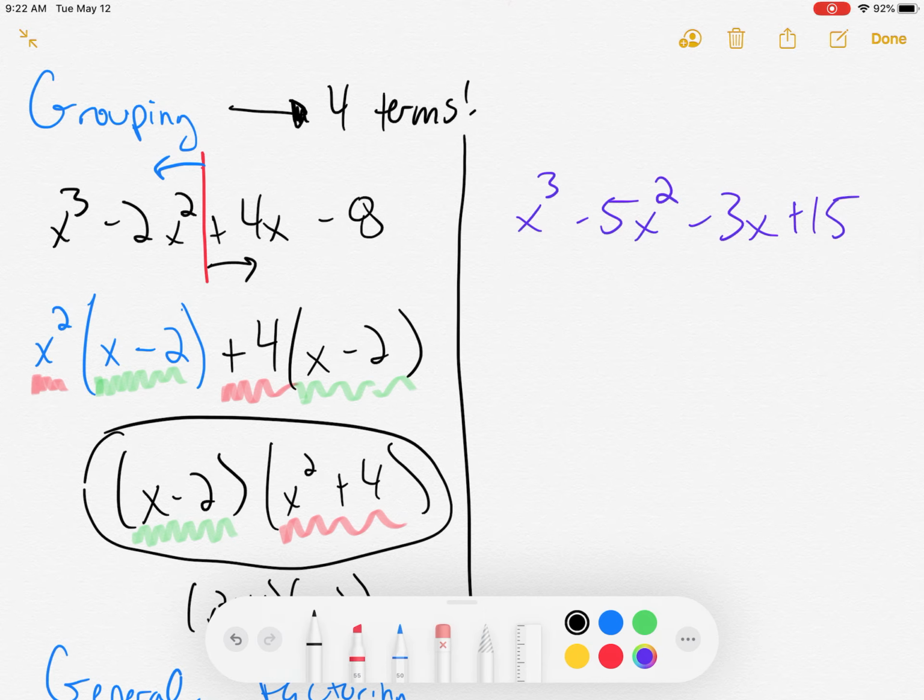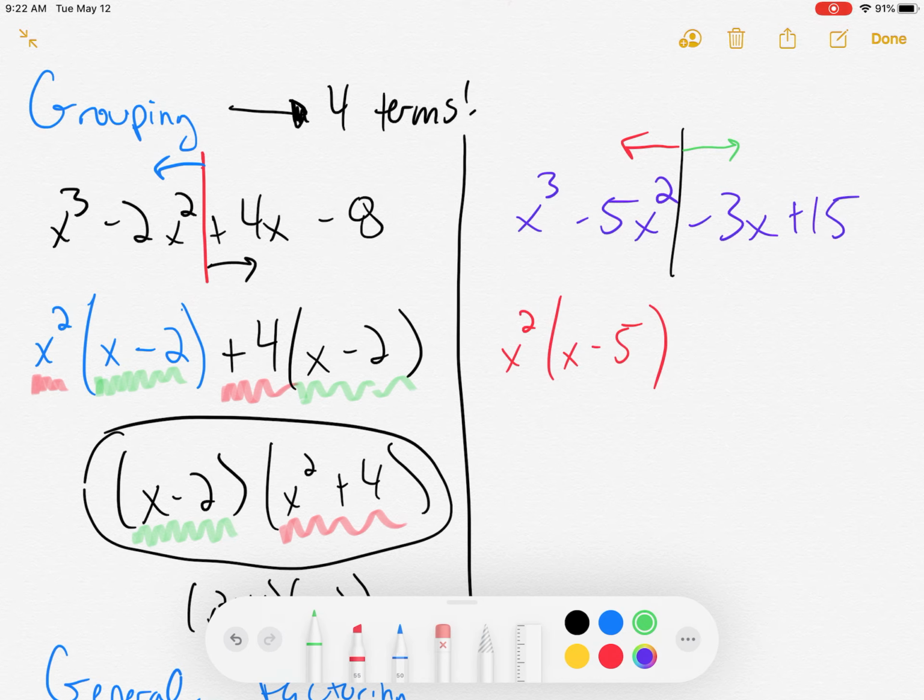Okay, again, now I want you to try the same thing with this one. If you want to pause the video, you can. Otherwise, I'm going to do it now. Factor the GCF to the left: x squared, x minus 5. That's my GCF. Do the same thing to the right.